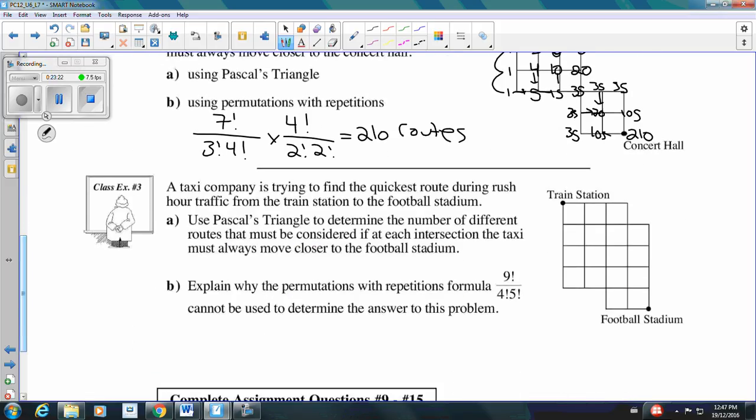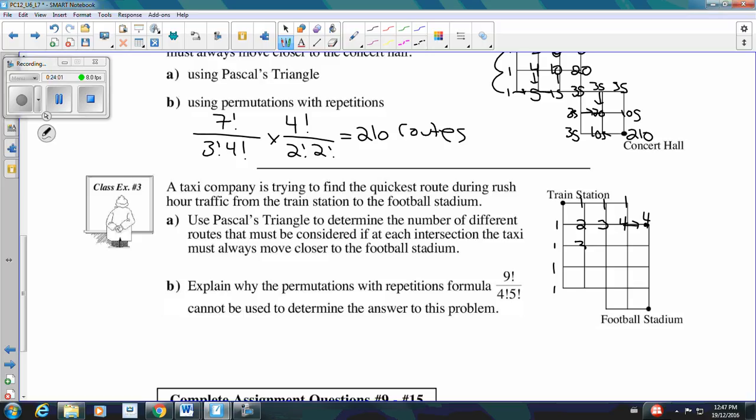These ones get a little bit trickier. A taxi company is trying to find the quickest route during rush hour traffic from the train station to the football stadium. Use Pascal's triangle to determine the number of different routes that must be considered if at each intersection the taxi must always move closer to the football stadium. Using our pattern here, I always start by filling in down each side with ones. And now I'm going to start adding. 1 plus 1 is 2, 2 plus 1 is 3, 3 plus 1 is 4. The only way to get here is to come straight this way. So this one also needs to be a 4.